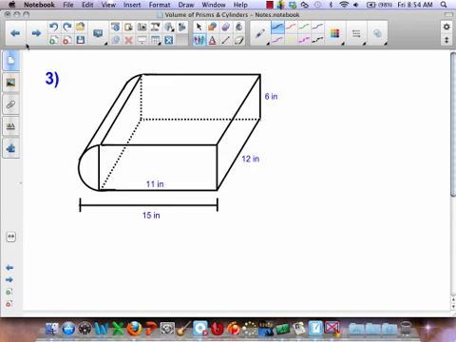All right, so last example. What do we have? We have half a cylinder and a big rectangular prism. Okay, guys, let's ignore the fact that we're in geometry when we have lots of formulas. Let's put ourselves back about 5 years into fourth grade. How do you find the volume of a box?